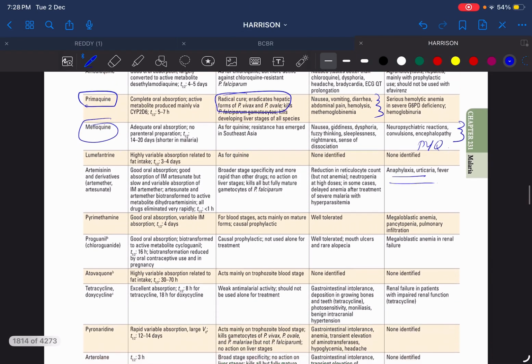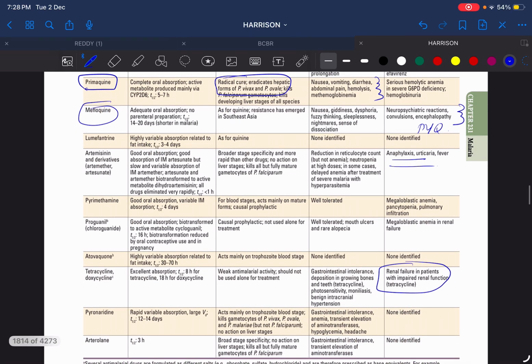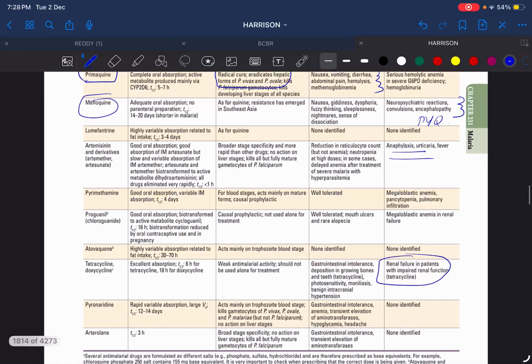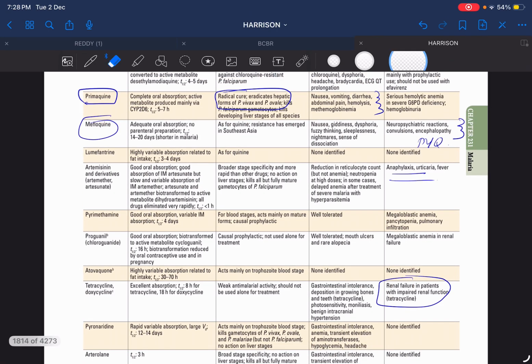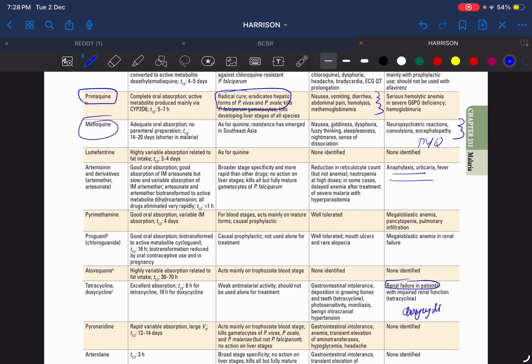Then tetracycline, doxycycline for prophylaxis. Tetracycline causes renal failure in patients with impaired renal function. So in those cases, we have to go for doxycycline. Doxycycline is safe in renal failure. Okay, there is a correction: doxycycline is safe in renal failure.